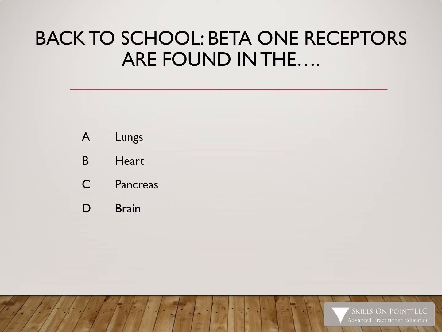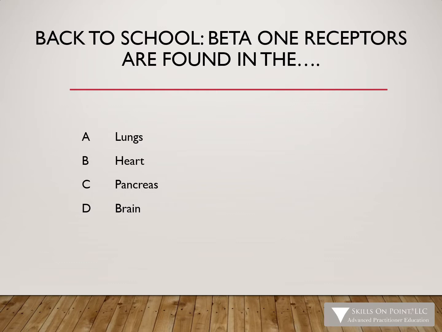It appears that of the 27 people that responded, 3 think that it is A, on the lungs, 22 think that it is B, on the heart, 1 thinks it is C, on the pancreas, and 1 thinks it's D, on the brain. So, what's the right answer? One, heart. Beta 1, heart. That's what they told me, so it's got to be right?